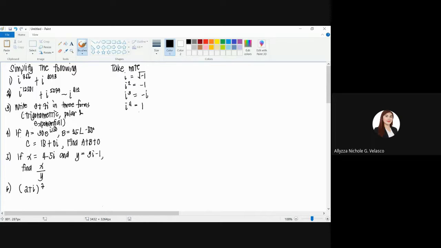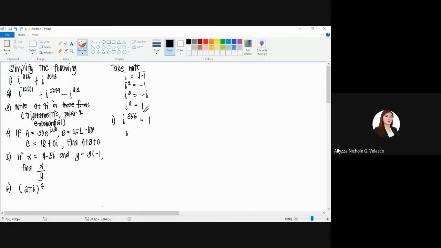Okay, for us to easily solve problems number 1 and 2, we have to identify if the exponent is divisible by 4. If it's divisible by 4, the value of that is equal to 1. So for number 1, let's first get the value of i raised to 356. To know if it's divisible by 4, you just have to divide it by 4. If there is no remainder, then the value of that is 1. So 356 divided by 4 is a whole number, so the value of this is 1.